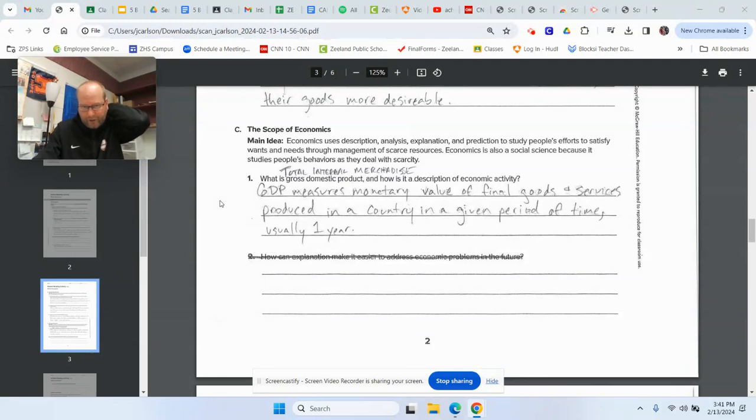Economics uses description, analysis, explanation, and prediction to study people's efforts to satisfy wants and needs through management of scarce resources. Economics is also a social science because it studies people's behaviors and how they deal with scarcity.